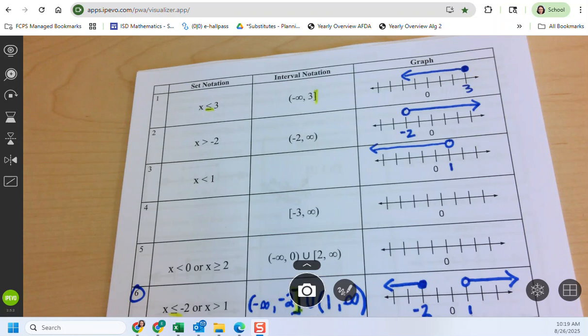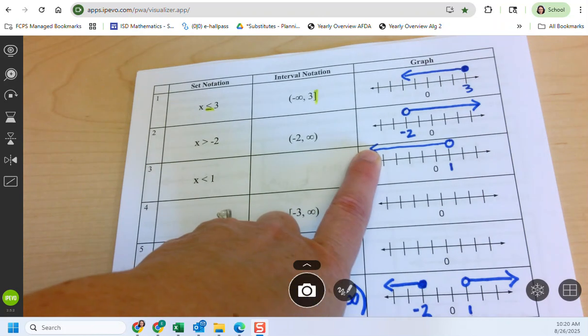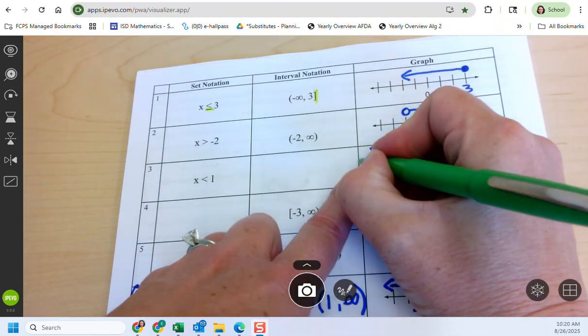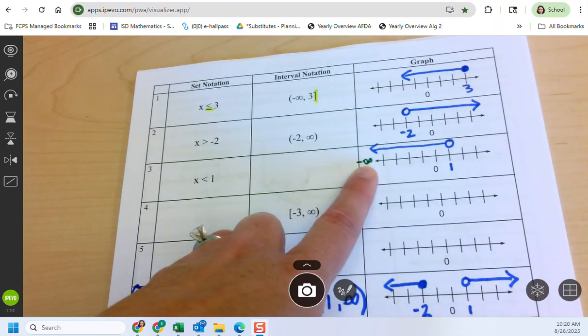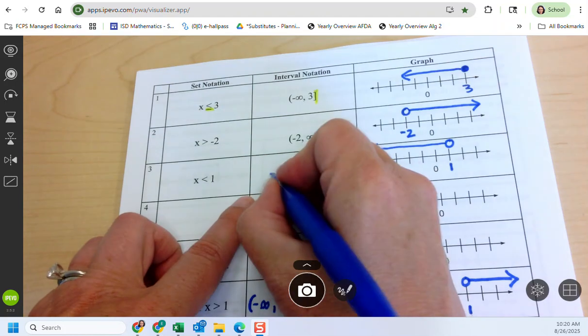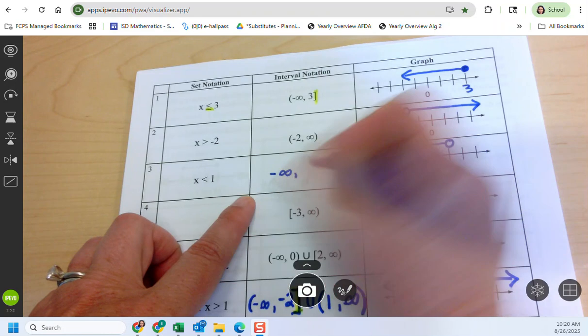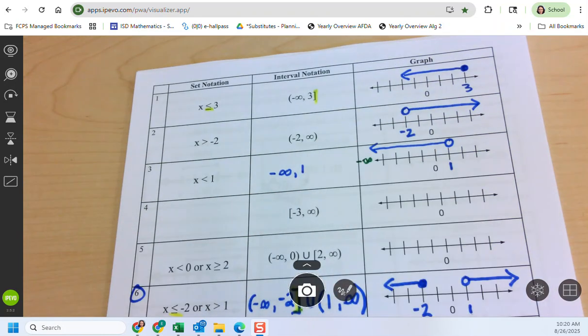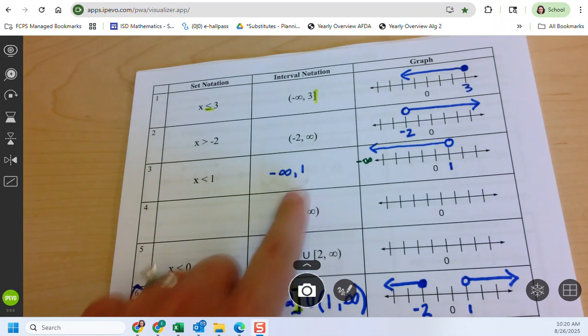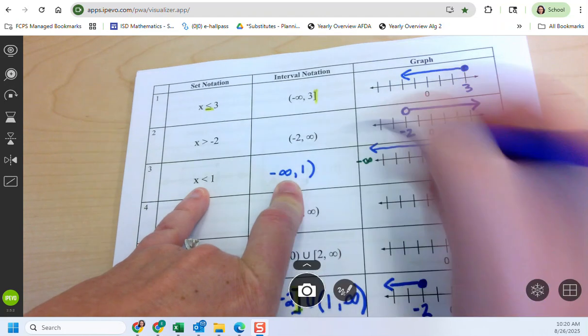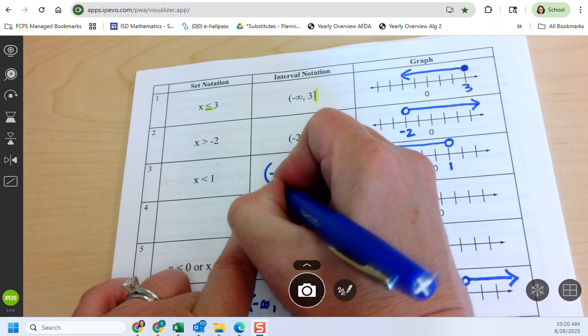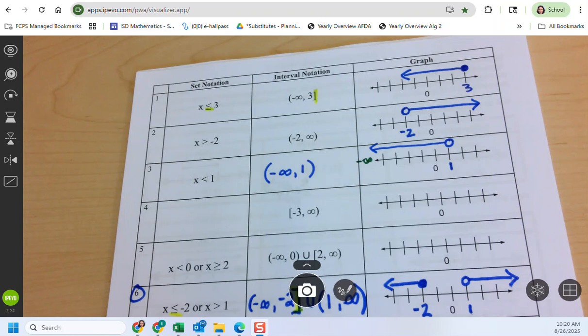All right, so now when I'm doing my interval notation, you always write the smallest number first. But if this arrow is going all the way to the left, what number is all the way to the left? Good. What kind of infinity? Negative infinity. So on the number line, all the way on the left is negative infinity. See, I just added it to the number line there. So that means I'm starting at negative infinity and I'm ending at 1. And because I don't have an equal sign, it's going to be a parentheses. And infinity always gets parentheses. Always. Questions?